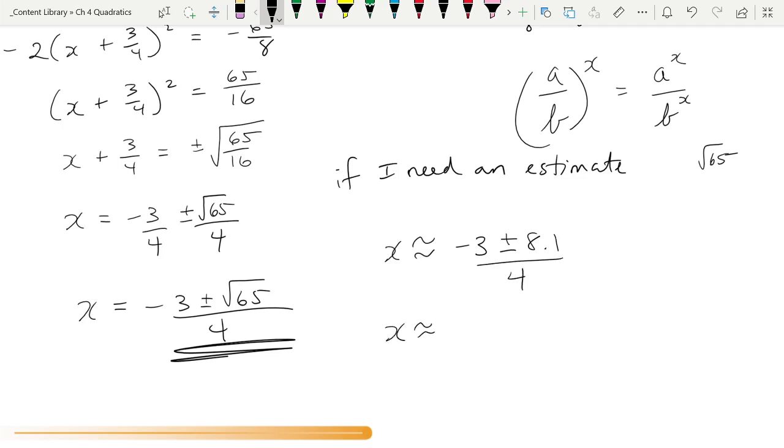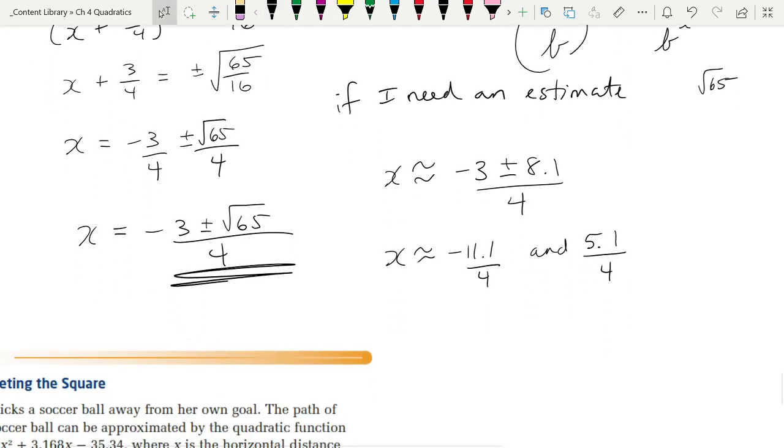So that's approximately, let's see, -3 minus, we'll do the minus one first. -3 minus 8 is -11, so -11.1 over 4. And the other answer would be -3 plus 8.1, so take 3 away from this 8. So it'd be 5.1 over 4. And then you could keep estimating that decimal if you want. You could actually divide the 4 into the 11 and figure out what the actual decimal place on that is.